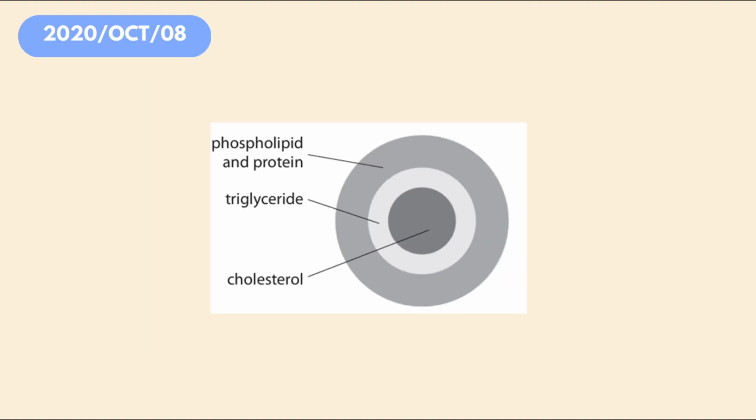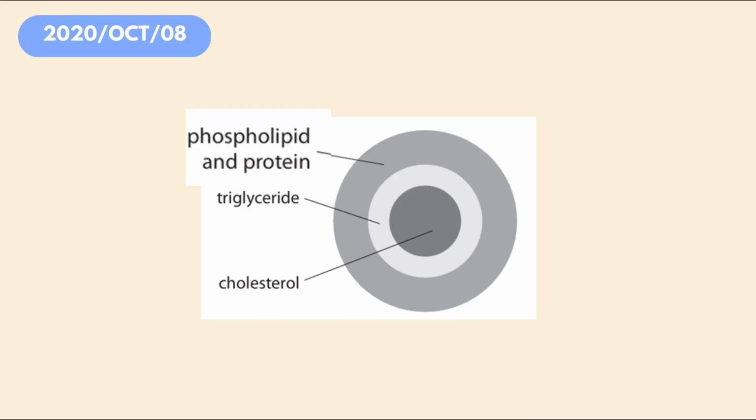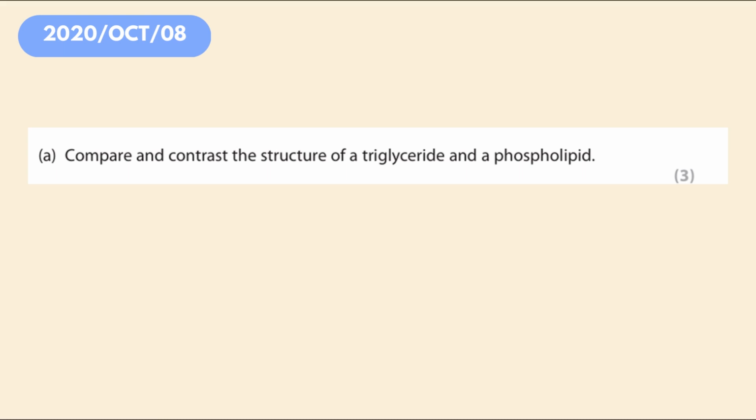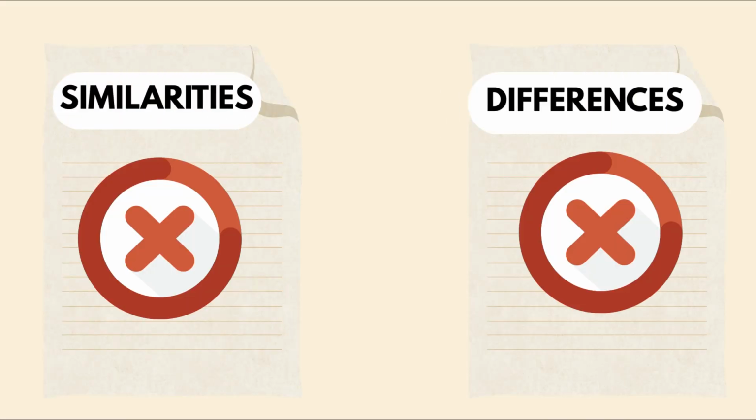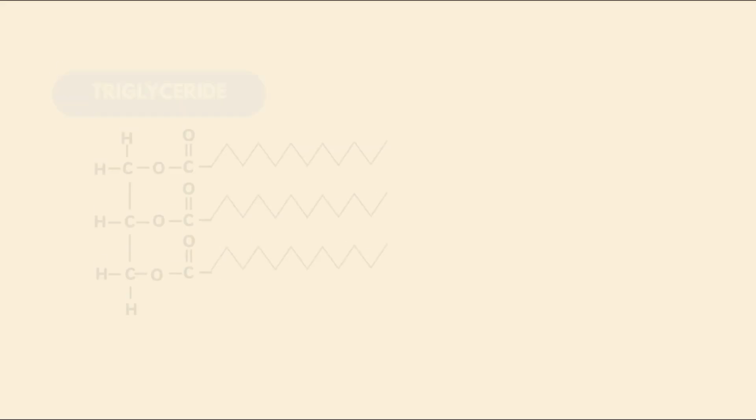Here you can see the basic parts of the lipoprotein. They have used a representative diagram, not an actual image, so don't worry too much about the picture. The outer layer is phospholipid and proteins. Then inside you have triglycerides and the core part is cholesterol. The question says compare and contrast the structure of a triglyceride and a phospholipid. Whenever you see compare and contrast, you know you have to write both similarities and differences. If you write only similarities or only differences, you will lose marks, so you must include both.